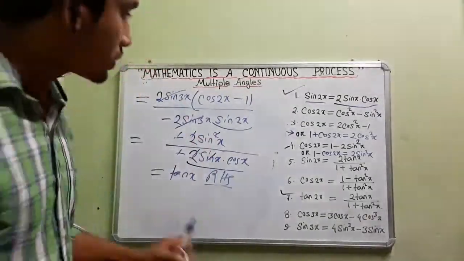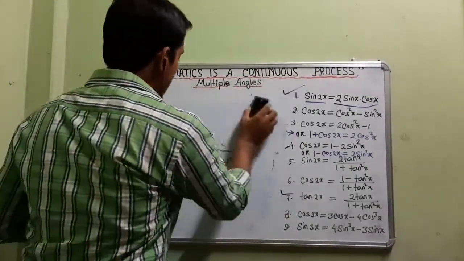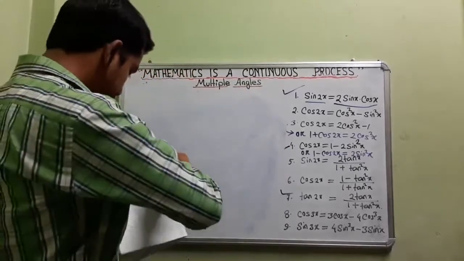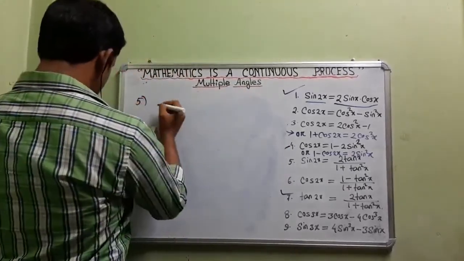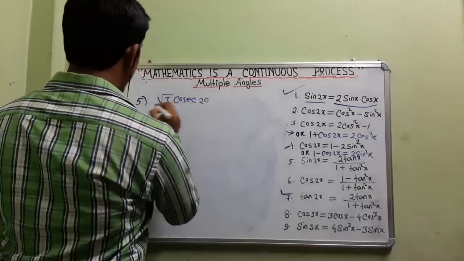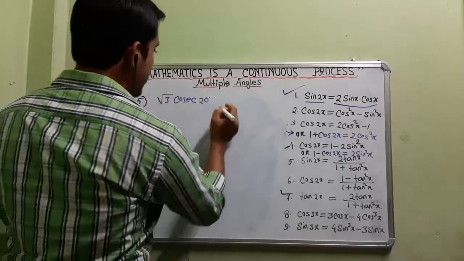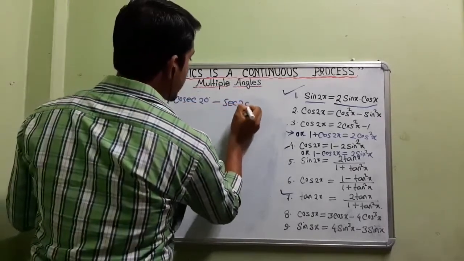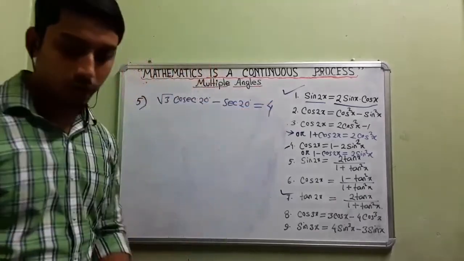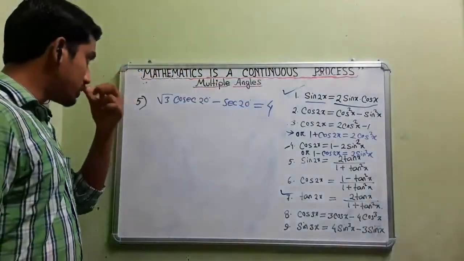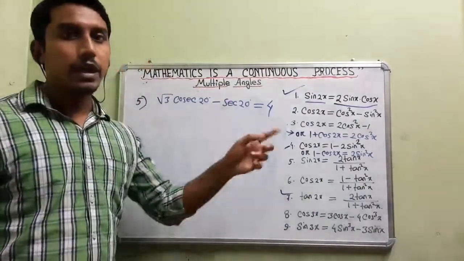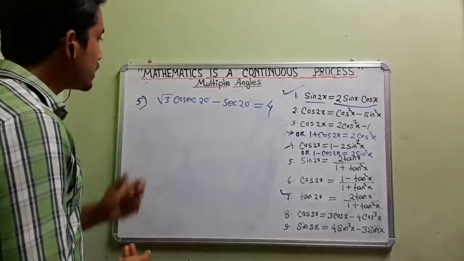Then our next question is, let me take it quickly. The question is root 3 cosec 20 degree minus sec 20 degree, which we are supposed to show equals 4. We are supposed to prove that root 3 cosec 20 degree minus sec 20 degree equals 4. So obviously we will start with the left hand side.